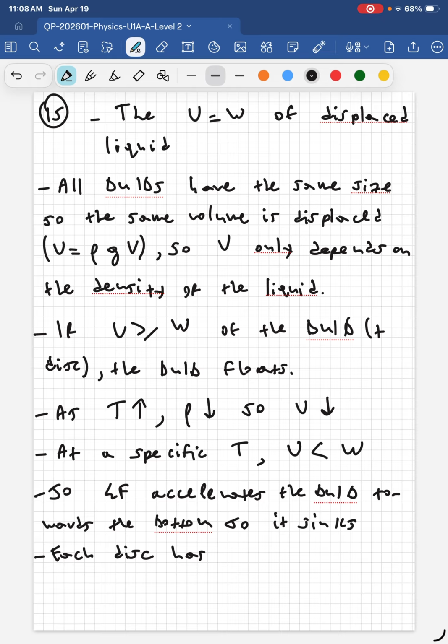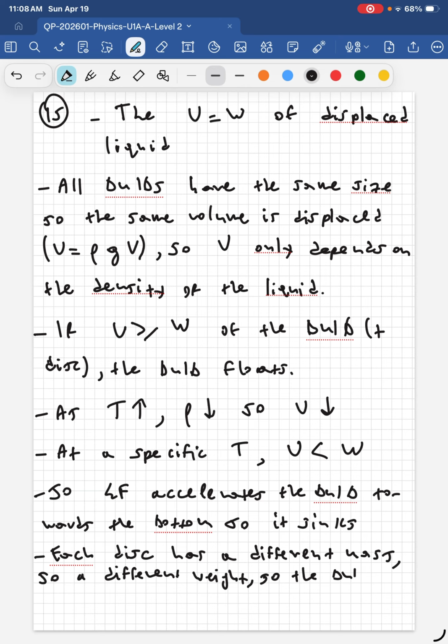Now each disc has a different mass, so a different weight. So the bulbs sink at different temperatures.